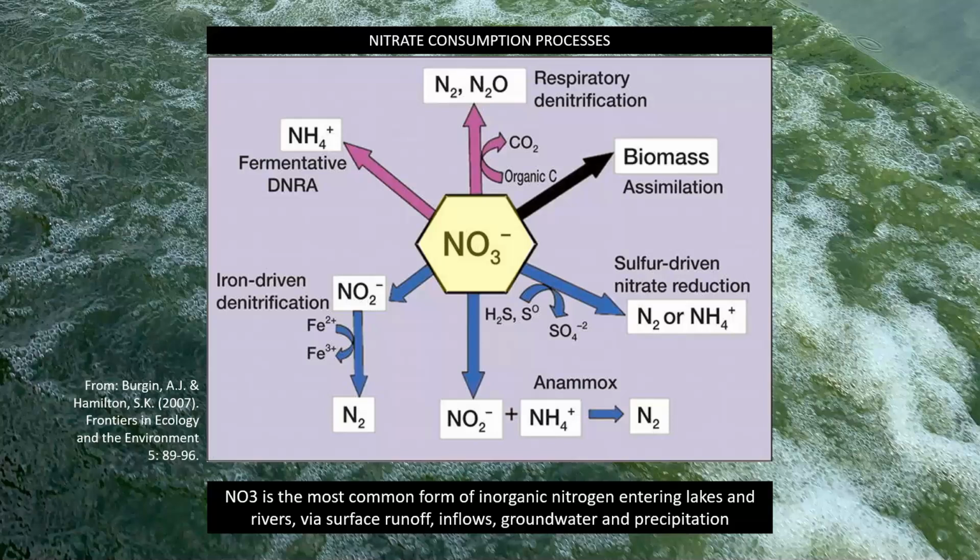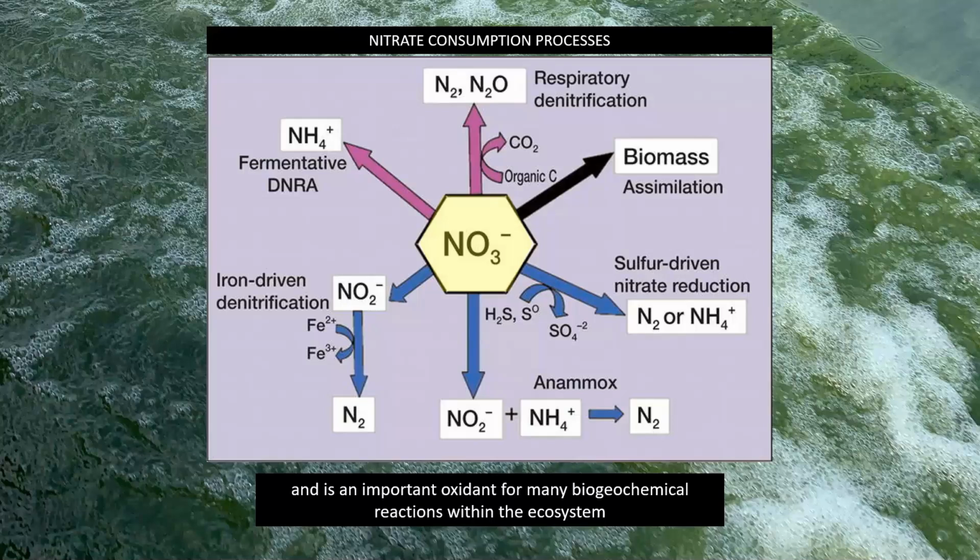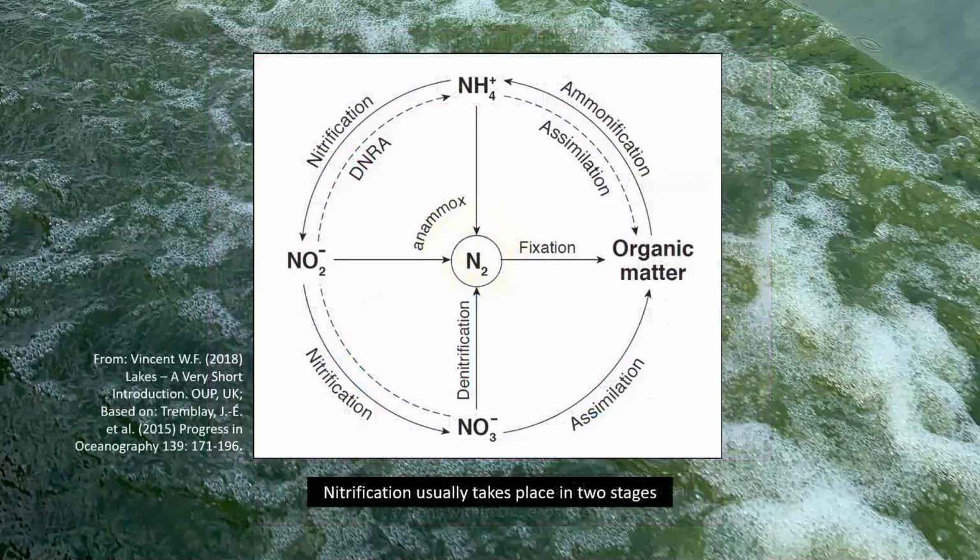Nitrate is the most common form of inorganic nitrogen entering lakes and rivers via surface runoff, inflows, groundwater, and precipitation. Nitrate is also produced within aquatic ecosystems by nitrification, and is an important oxidant for many biogeochemical reactions within the ecosystem. Nitrification usually takes place in two stages.